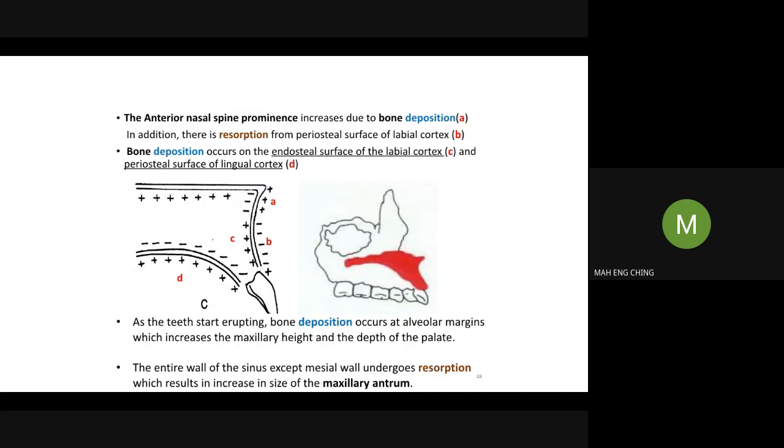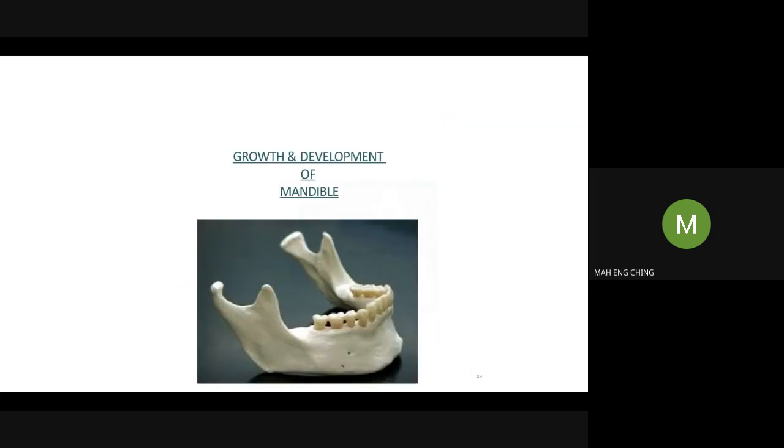Okay, I think now we finished the maxilla. So any problem, any question for the maxilla? Before we proceed to the mandible, any questions? No, doctor. Okay.